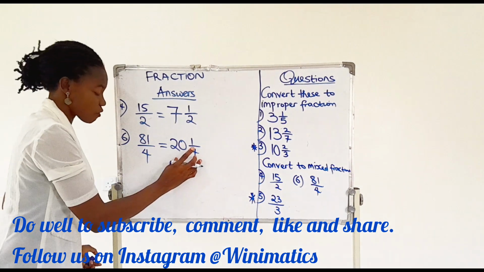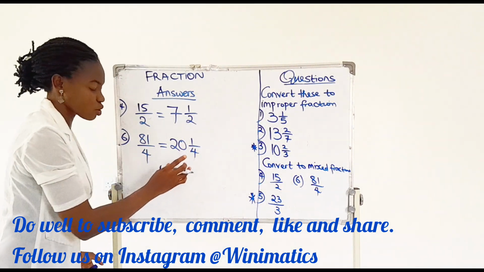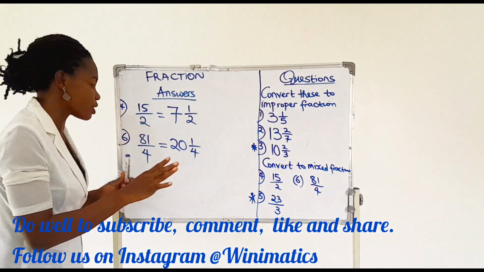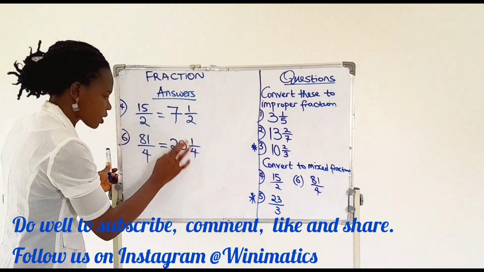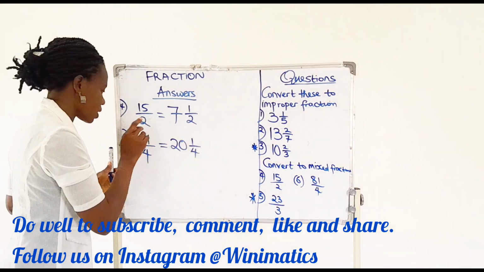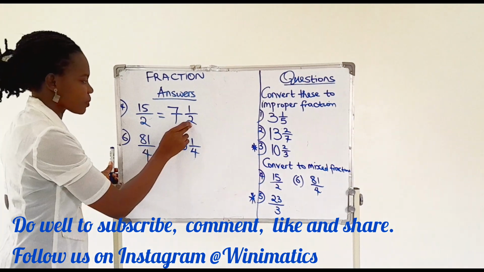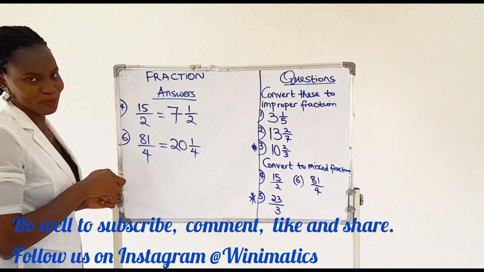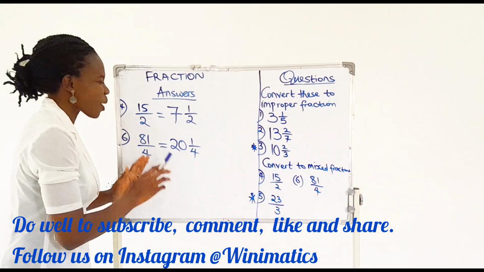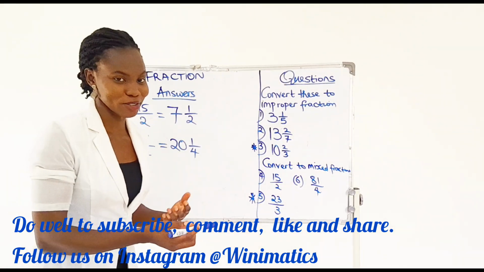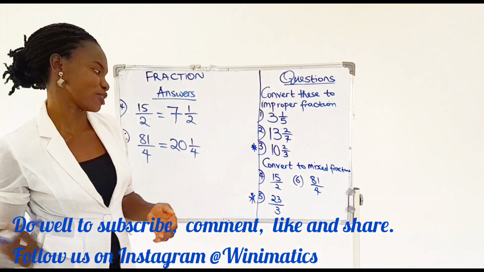Anytime you finish converting this to mixed fraction, if you want a quick check to see if your answer is correct, you can quickly do 4 times 20 to give you 80. 80 plus 1, 81 over 4. The same thing with this: 2 times 7, 14 plus 1, 15 over 2. So that is how simple it is to convert improper fraction to mixed fraction and vice versa.